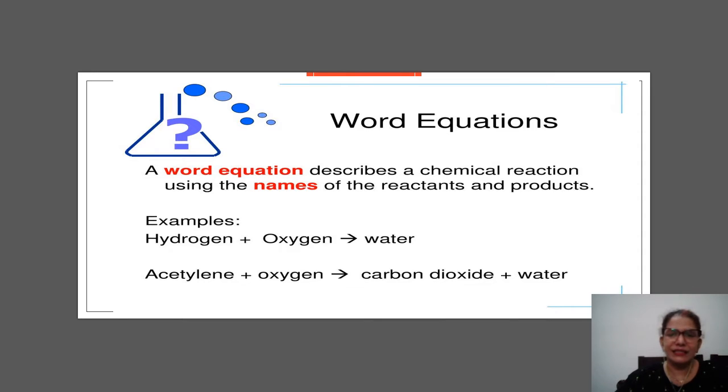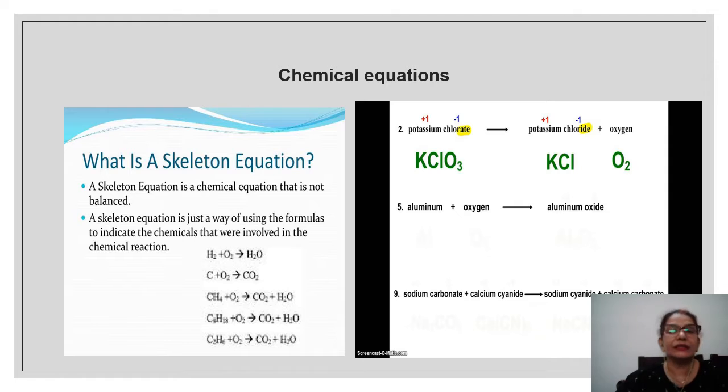Word equation, as the name indicates, I think you all now would have got a feel of it. That word equation is a chemical reaction represented using the words of the substances in an equation. Then we come to skeletal equations. Skeletal equations are when we have the formulae and symbols in the equation.